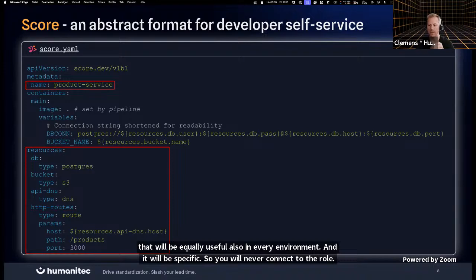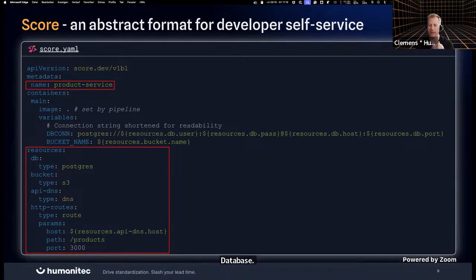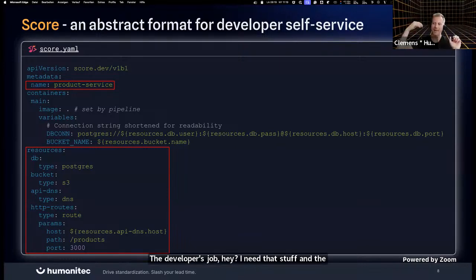That's how Score semantically works. A very simple thing, but it is important that it actually stops at this level, because that's where developers start caring about infrastructure. That's one thing why they like it. And on the other hand, it is a clear demarcation line between the developer's job, hey, I need that stuff, and the platform engineer's stuff, hey, I tell the orchestrator, and by that I define how that is actually being created.